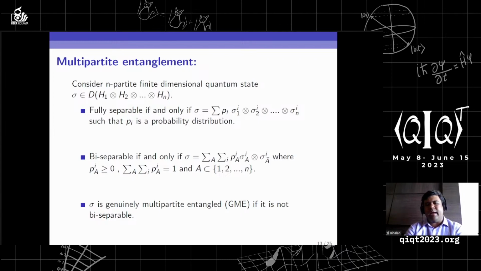A joint state or an n-partite state is said to be fully separable if we can write it as a convex mixture of tensor product states. A state is biseparable if it can be written in this kind of combination, where entanglement may be present inside A or A bar, but it can be written in this form. And if it is not, then we say that the state sigma is genuinely entangled, genuine multipartite entangled.